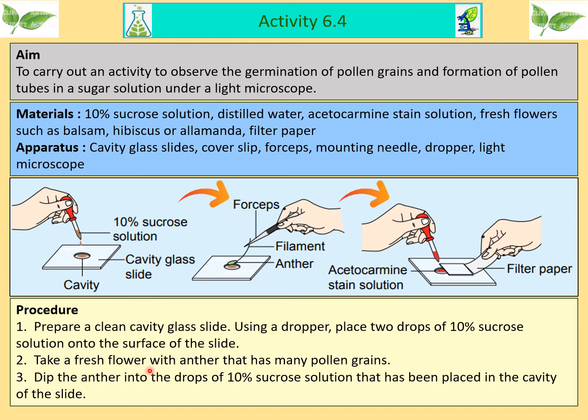Number 2, take a fresh flower with anther that has many pollen grains. Okay, so make sure when you take the anther from any flower, it has many pollen grains. And then number 3, dip the anther into the drop of 10% sucrose solution that has been placed in the cavity of the slide here.